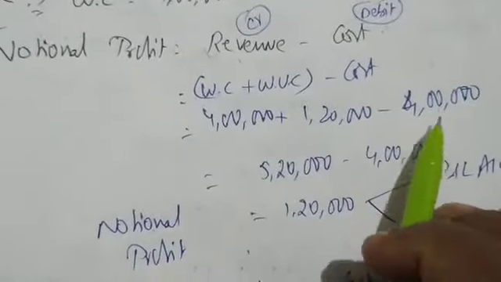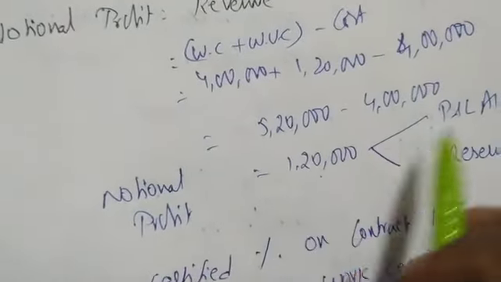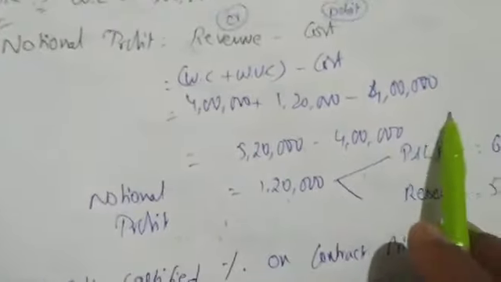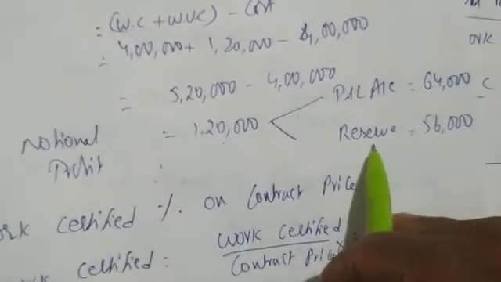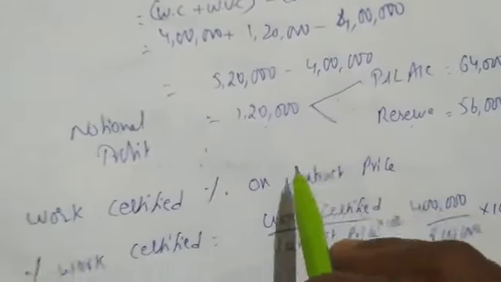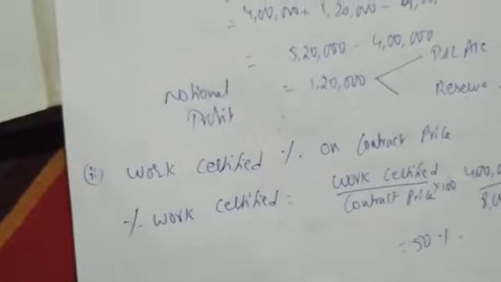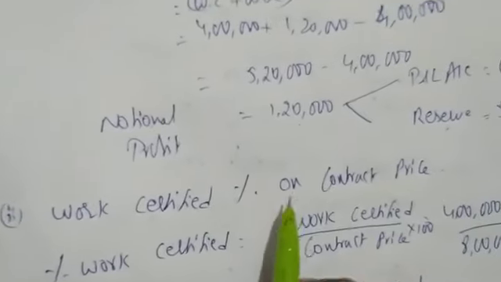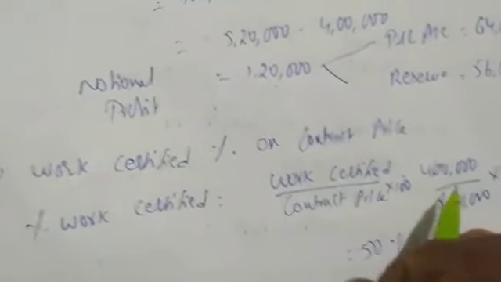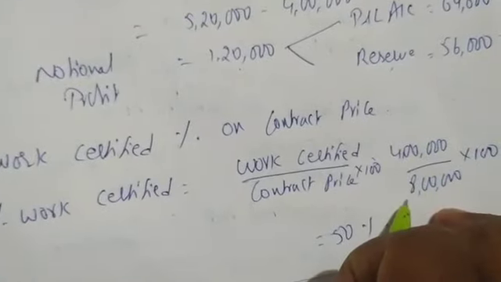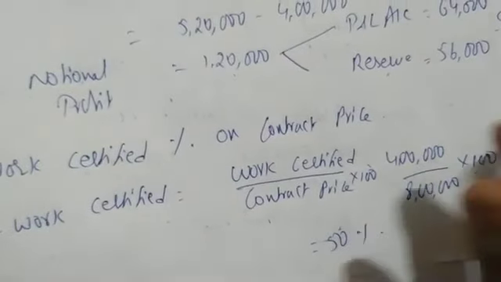So you are getting profit of 4 lakhs, 1,20,000. From 1,20,000, how much should we transfer to notional profit and loss account? How much should be transferred to reserve? So profit and loss account, how are we getting it? To this we have to see the work certified percentage on contract price. Okay, so 4 lakhs divided by 8 lakhs into 100%, we are getting 50%. So 50% means we have a formula for 50%.